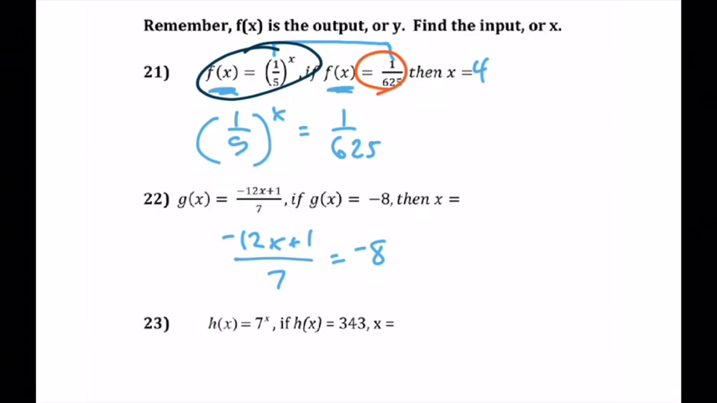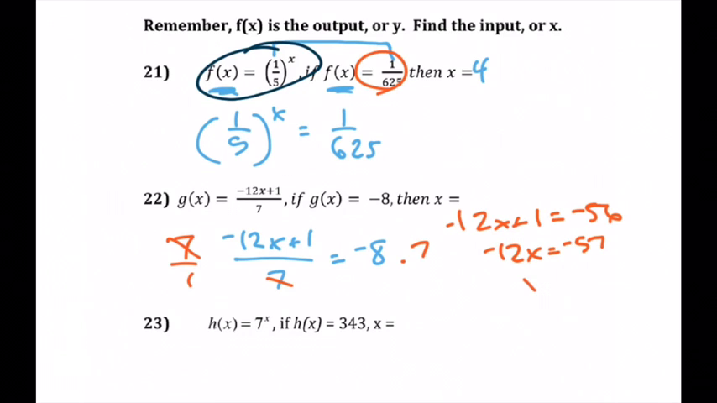First, you would times the negative 12x plus 1 divided by 7, times that by 7, to get rid of the division, and then times the negative 8 by 7. Yeah, we're going to multiply both sides by 7 to get rid of that fraction. So I'm going to end up with negative 12x plus 1 equals negative 56. And then you're going to solve that from there. So negative 12x is equal to negative 57. And you guys just leave it as a fraction. That's fine.